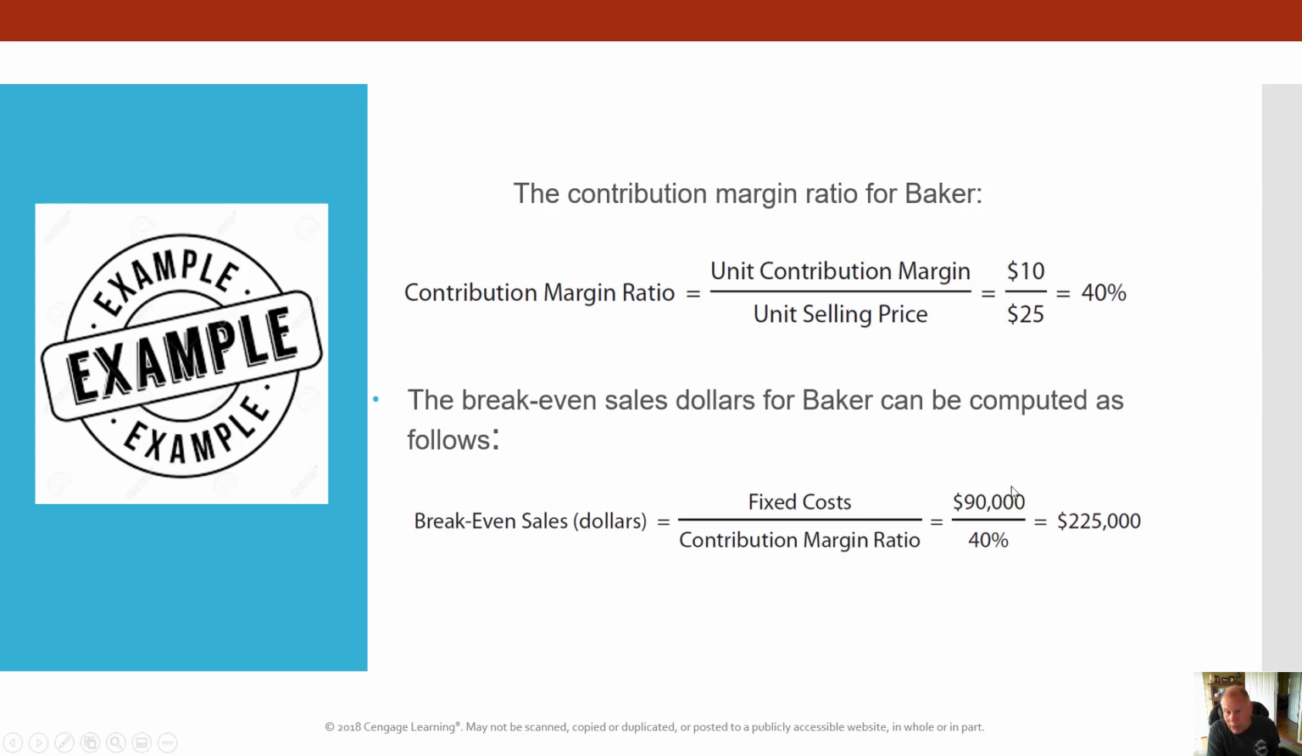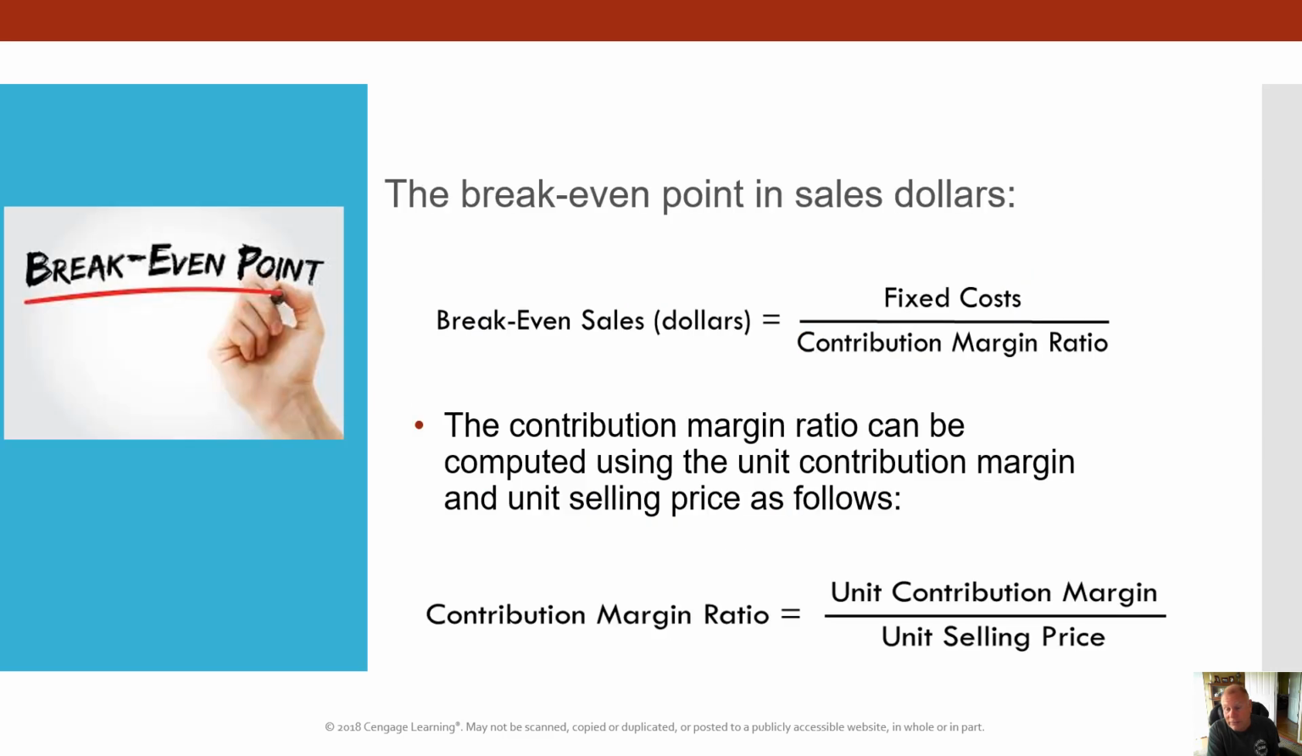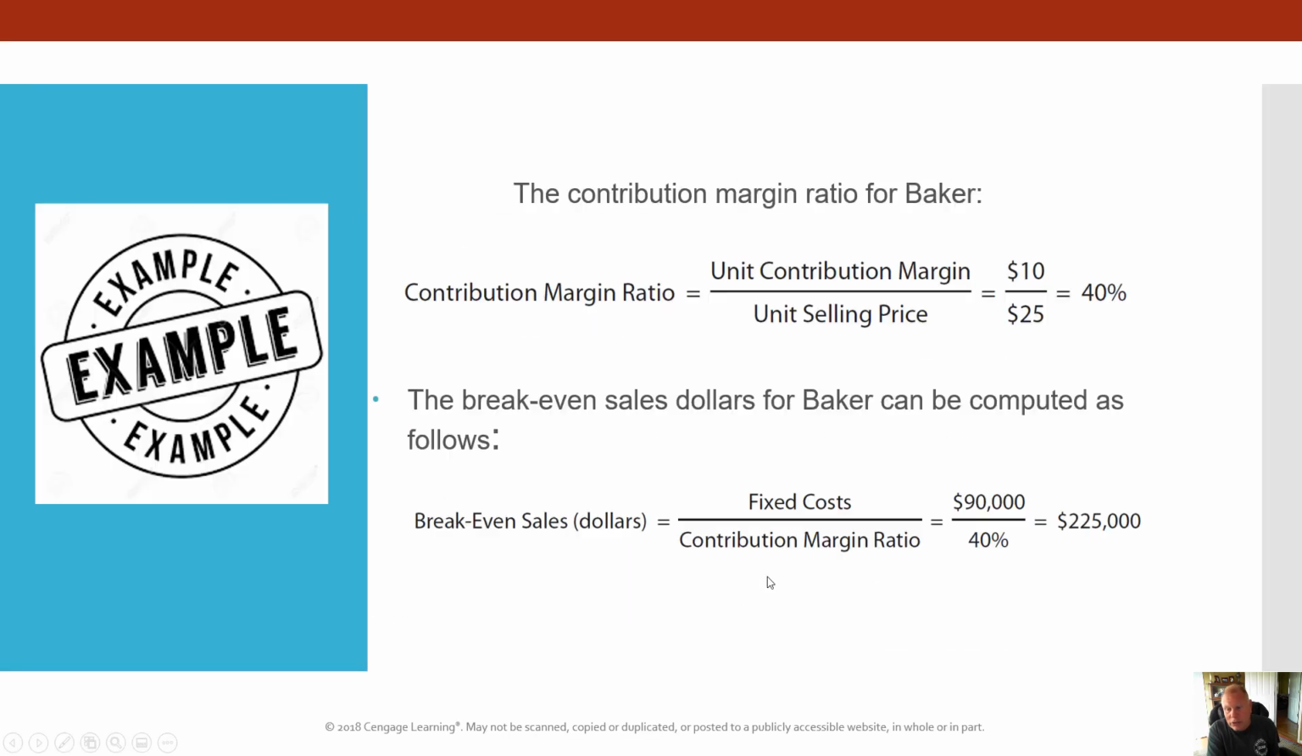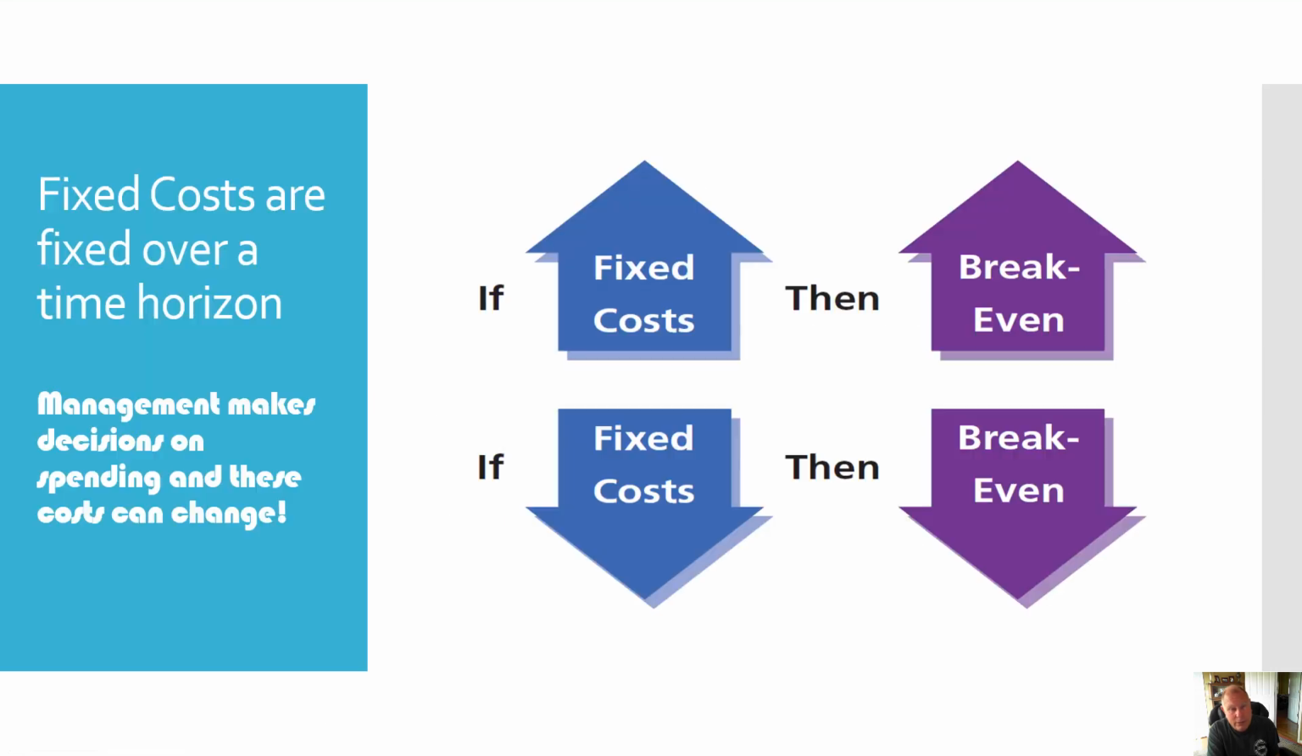And here's our fixed costs. And that gives us what we have to do: break even in dollars, 225. But we also need to do that in 9,000 units. So we're looking at the relationship between the 9,000 units and 225. Okay, it's math.